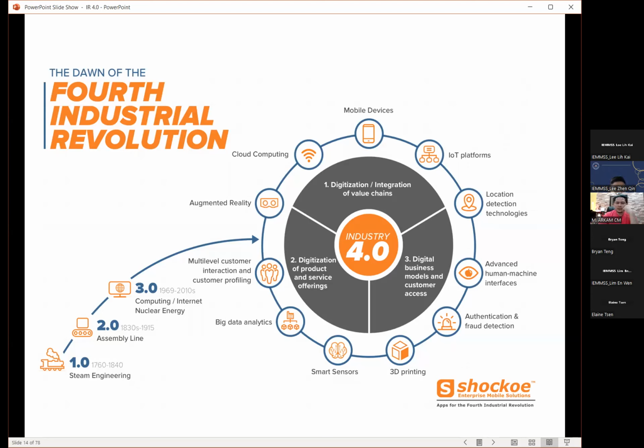IoT base to integrate these things. Location detection technologies that we have in our Google Maps, Google Location, advanced human machine interface, how the human and machine can be interfaced through the advanced technology. All these IR related elements to be implemented together. Fraud detection, talking about cybersecurity. 3D printing is also quite developing now. It's a popular thing.